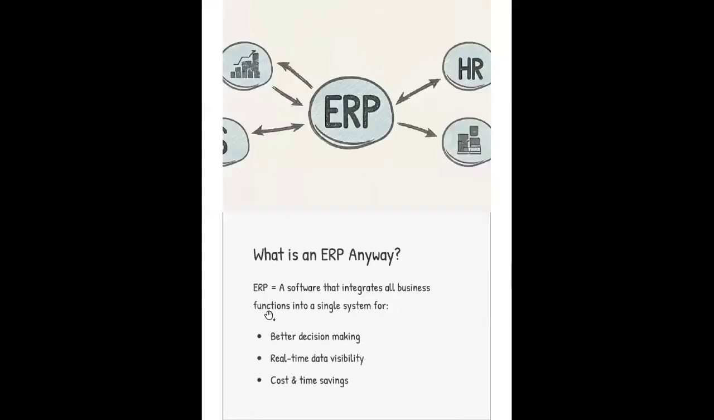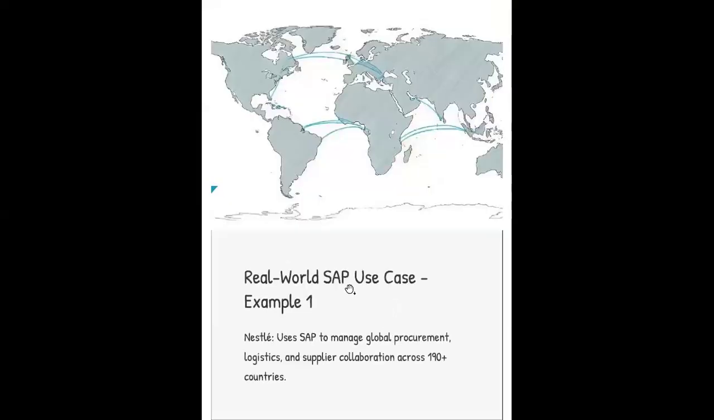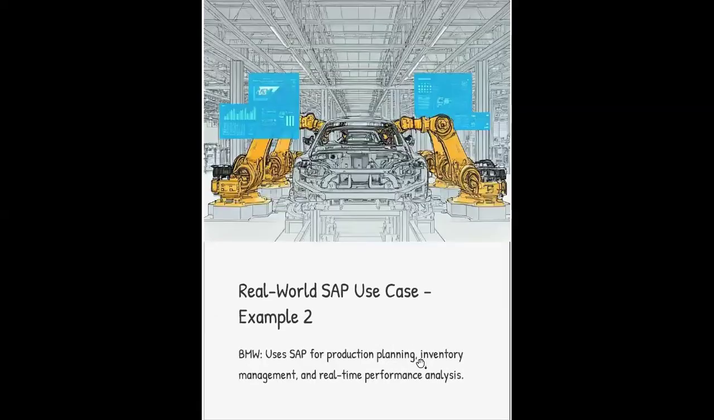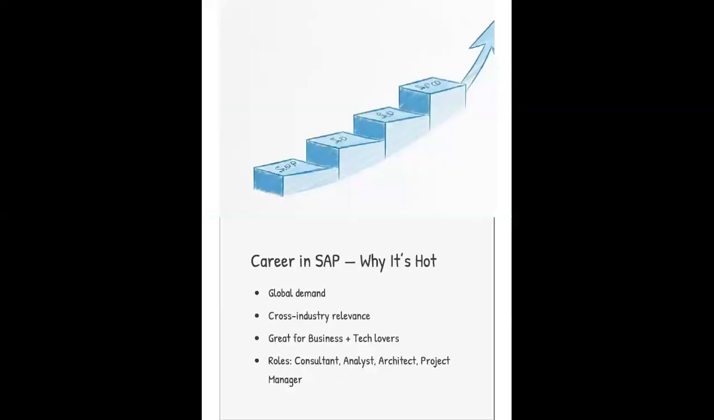Now, what is an ERP anyway? An ERP is software that integrates all business functions into a single system, whether it is HR, SD, FI, or MM. So it is good for better decision making. It provides real-time data visibility, and it also gives cost and time savings. As real-world SAP use cases, Nestle uses SAP to manage global procurement, logistics, and supply collaboration across 190-plus countries. Similarly, BMW uses SAP for production planning, inventory management, and real-time performance analysis.